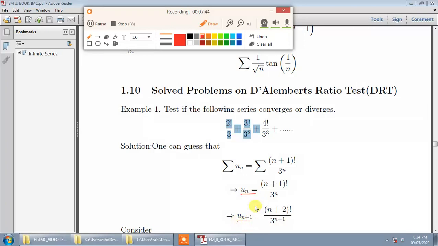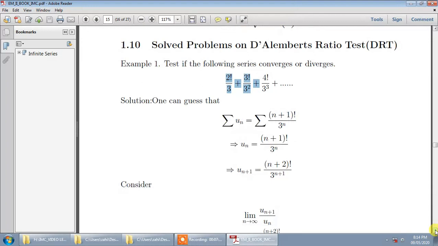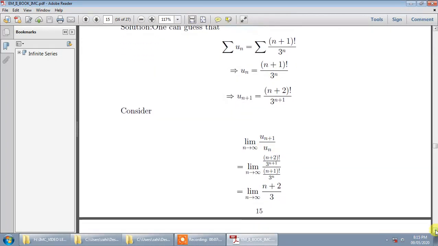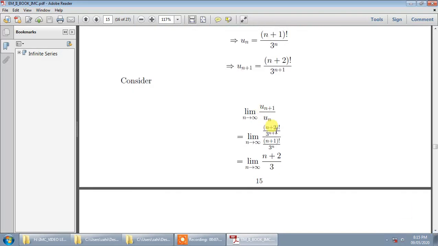Now let us take the ratio. The limit as n tends to infinity of un plus 1 divided by un is equal to n plus 2 factorial divided by 3 raised to n plus 1, divided by n plus 1 factorial divided by 3 raised to n. You will observe that here we have 3 raised to n, and here also we have 3 raised to n. So that 3 raised to n will get cancelled, leaving you 3 in the denominator.